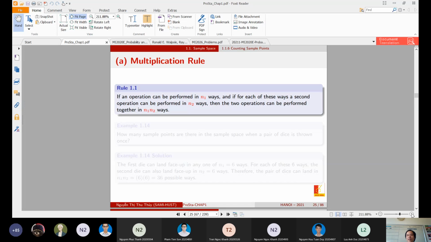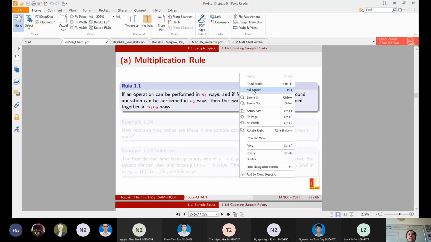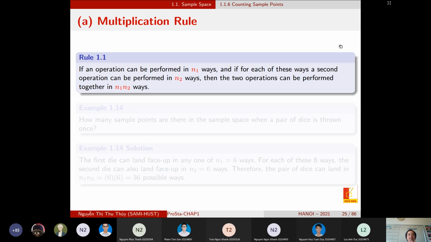So now I will remind you of some techniques to count. Sometimes it's easy to count, but sometimes it's not easy, so we need some techniques to count. The first rule is the multiplication rule. This rule says if an operation can be performed in n1 ways, and if for each of these ways a second operation can be performed in n2 ways, then the two operations can be performed in n1 multiplied by n2 ways.